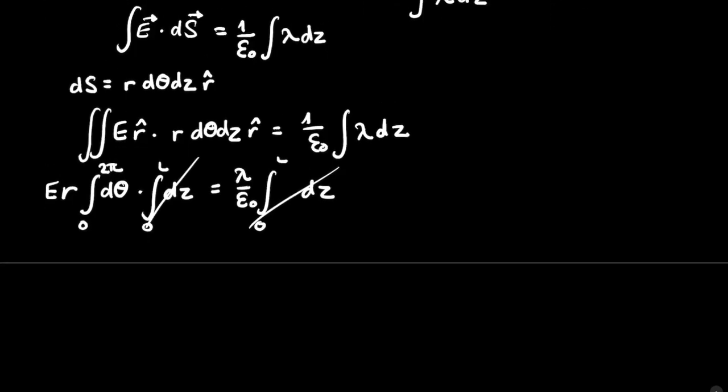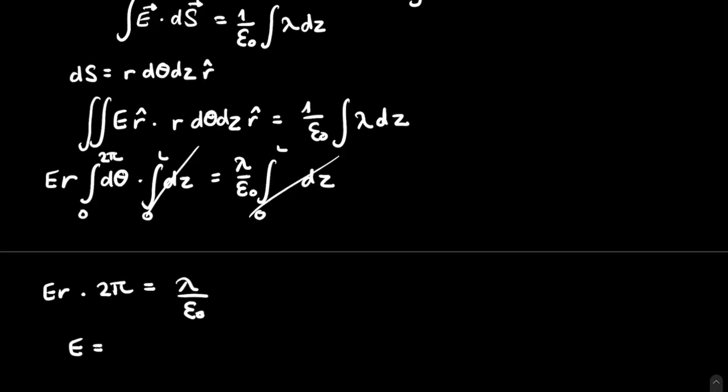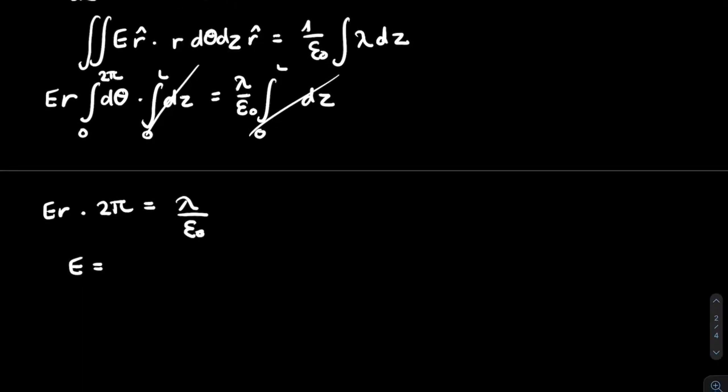So let's just finish this up. We're going to have E r, theta between 0 and 2 pi, so it's 2 pi, and that equals lambda over epsilon naught. So we can simply tidy this up to say that the electric field is lambda over 2 pi epsilon 0 r. But of course the electric field is a vector quantity, so we just need to add a unit vector on the end of this equation, and then we'll have a vector. So 2 pi epsilon 0 r, all multiplied by r hat once again.